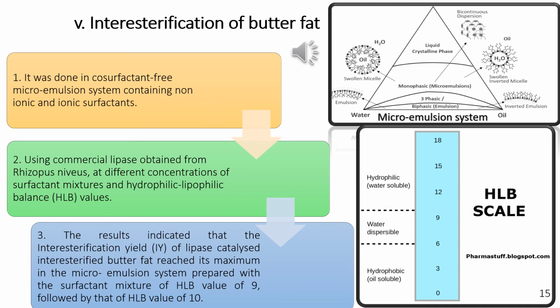Interesterification of butter fat. So how are the butter fats interesterified? The process is done in a co-surfactant-free microemulsion system that consists of non-ionic and ionic surfactants. You can see the picture of the microemulsion system on the right side of the slide. That's how the whole process of the microemulsion system can occur.